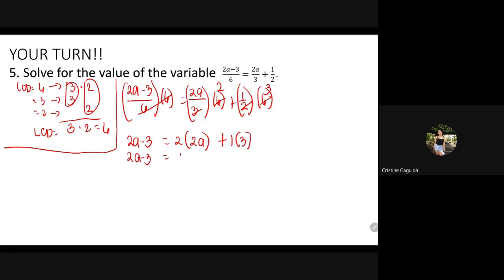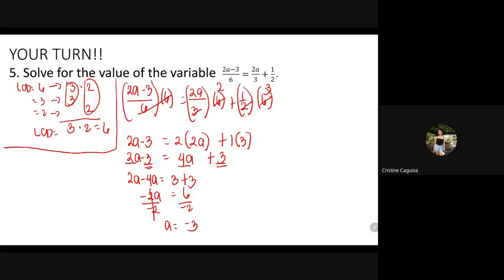So this is 2a minus 3. 2 times 2a, it's 4a. 1 times 3, it's 3. We have 2a, you have 4a here. So this will be minus 4a. You have negative 3, you have positive 3. So this will be 3 plus 3. So this is negative 2a is equal to 6. 3 plus 3. Negative 2, dividing both sides by negative 2. The value of a now is negative 2.